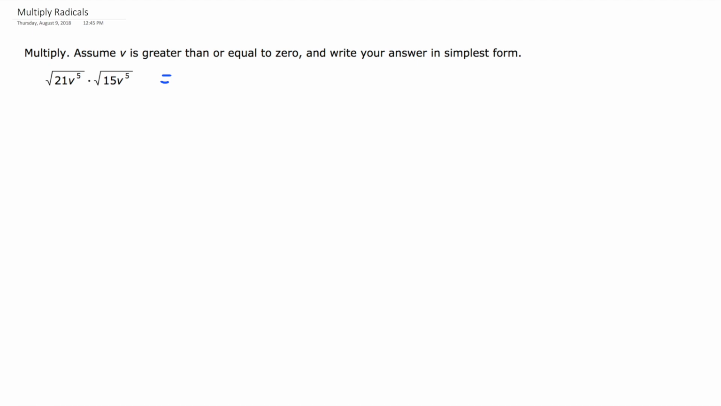Okay, so 21 times what? Okay, what does that give you? Okay, 315. Now this other part is the part that I don't think you knew how to do. What do you do next? Okay, so then you gotta multiply v to the fifth times v to the fifth.